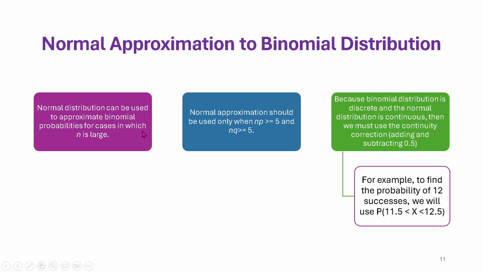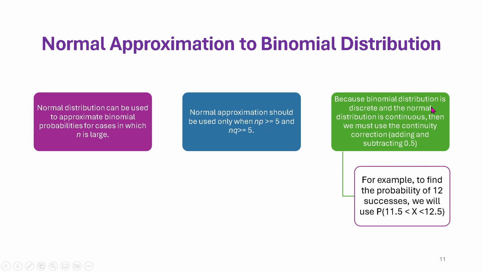Now we have the normal approximation to binomial distribution. The normal distribution can be used to approximate binomial probability for cases in which n is large, such that the normal approximation should be used only when np is greater than or equal to 5 and nq is greater than or equal to 5.